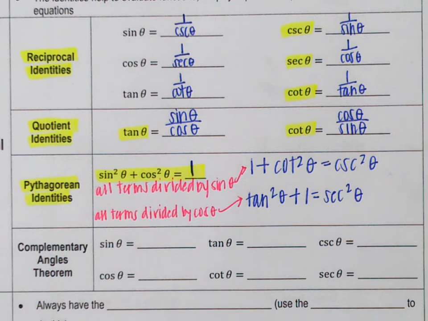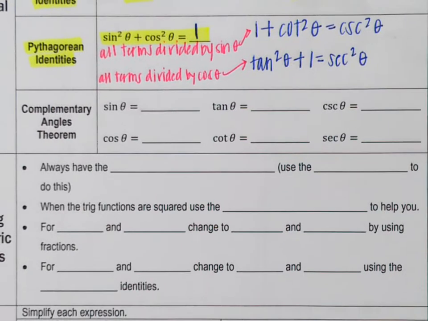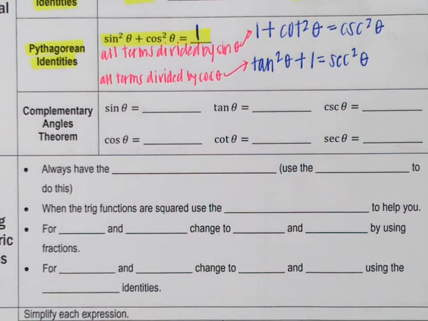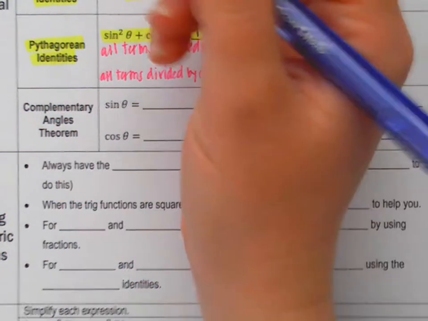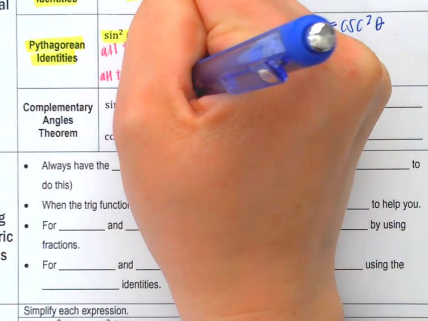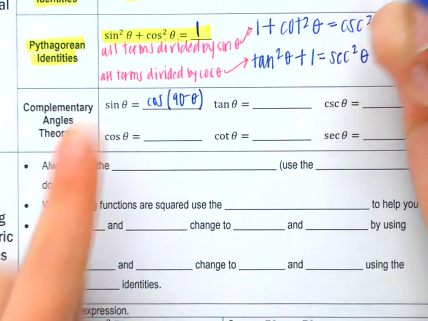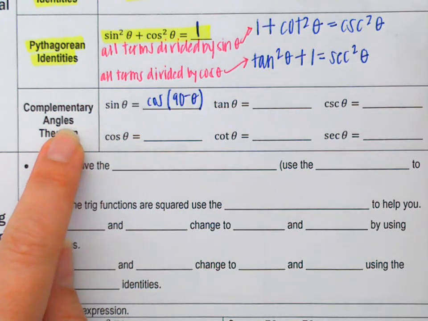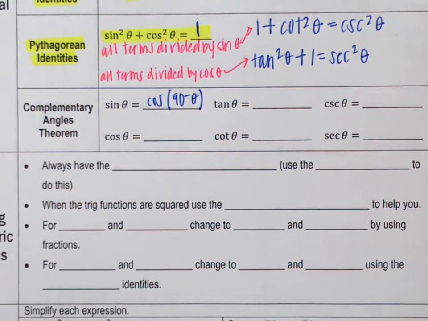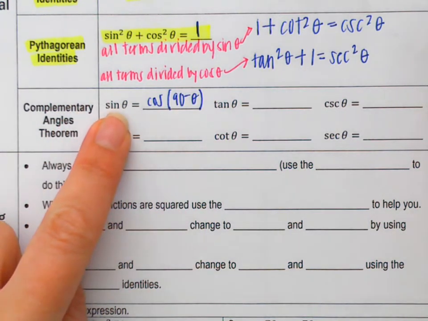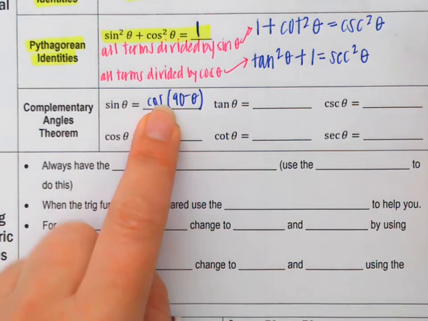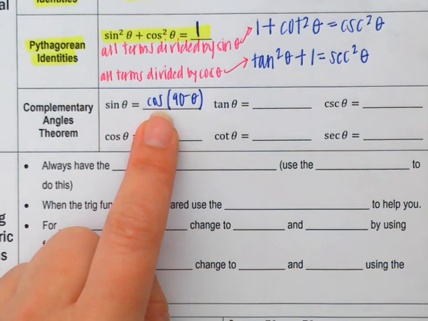Okay, so complementary angles theorem. Now, I'm going to write down what it is, and then I'm going to explain it in a second. So sine theta is always going to be equal to the cosine of the complement. Remember, complementary angles are two angles that add up to 90 degrees. So the sine of, let's say, 40 is going to be equal to the cosine of 50.